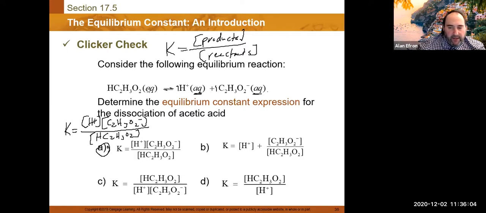So again, products over reactants. And we had no exponents in this case because all the coefficients are 1. So basically the exponent here is 1. Any questions on that particular one there?